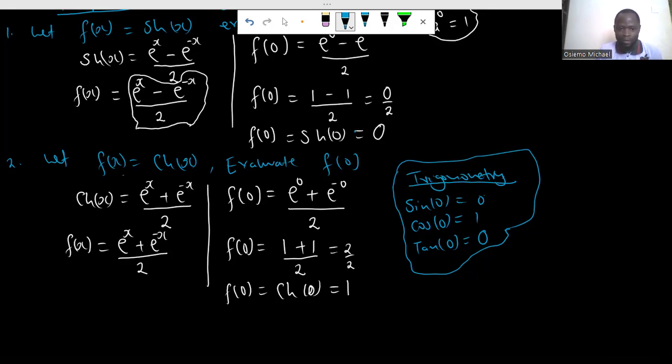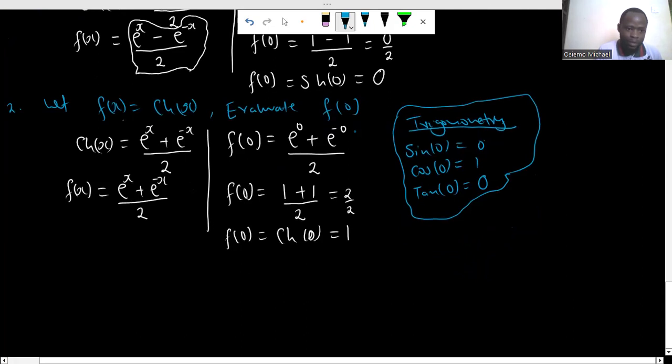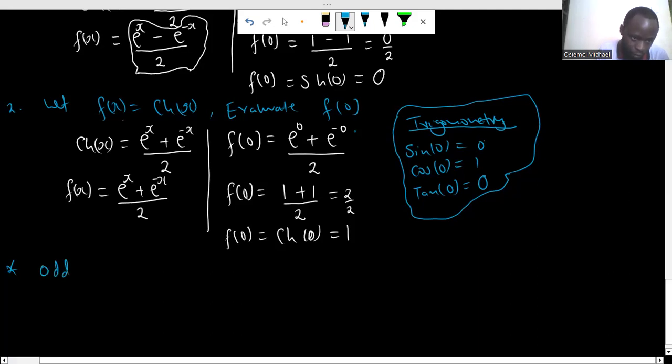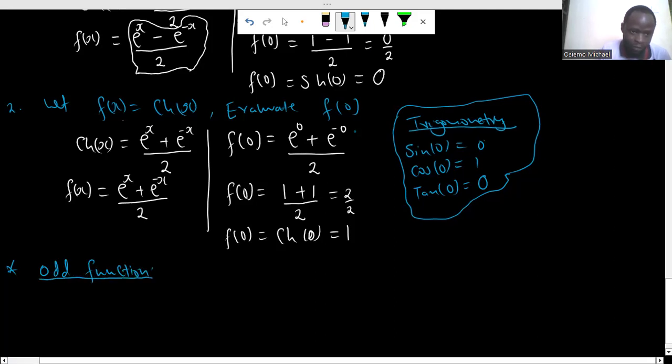Let us look now in terms of the type of a function, whether it is an even function or an odd function. So we want to check on the even function and the odd function. So we can start with the odd function. Now, what's an odd function?